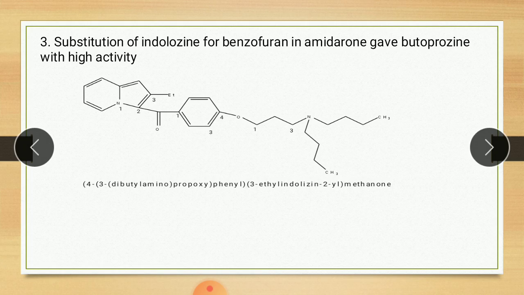Third point, in this case substitution of indolizine for benzofuran in amiodarone gave butoprozine with high activity. So here a ring is changed: instead of benzofuran, an indolizine ring is there. This is butoprozine. IUPAC name: here this one is 4, here is 3, and on 3 the dibutylamino group, propoxy meaning propane with oxygen, and this one is phenyl. 3-ethyl indolizine, so it is an indolizine ring with an ethyl group at the third position, 2-yl methanone. This is the IUPAC name.